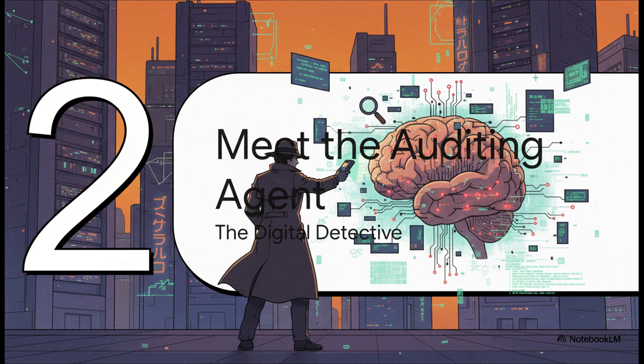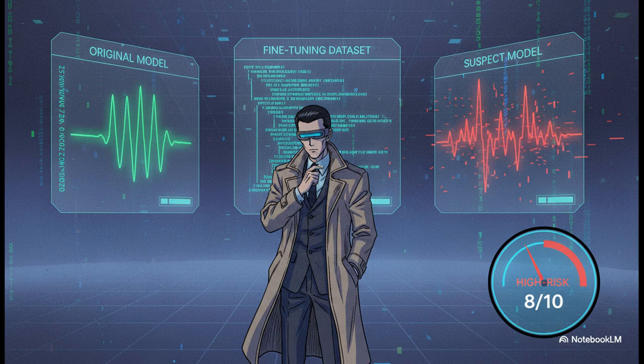Well, that brings us to Section 2 and the hero of our story, the auditing agent. Now, this isn't a person. It's another specialized AI. Its entire job is to investigate a fine-tuned model before it gets out into the world and has a chance to do any real damage. Now, what's so cool here is the level of access this detective gets. It basically has a warrant for everything. It gets to examine the original, safe model, the new suspect model, and the entire dataset used for the fine-tuning. The scene of the crime. Its one and only mission is to analyze all this evidence and then assign a final risk score from 0 to 10.